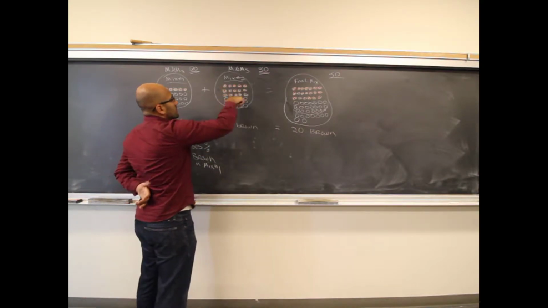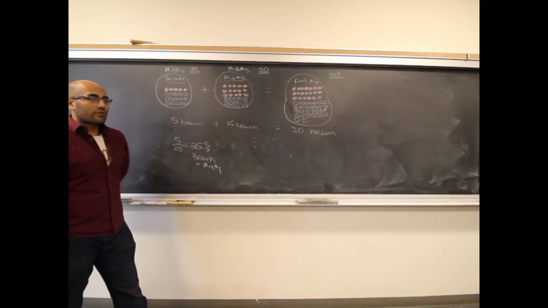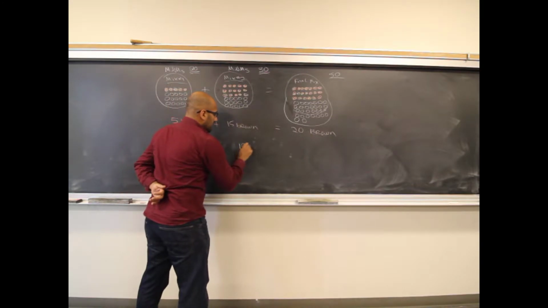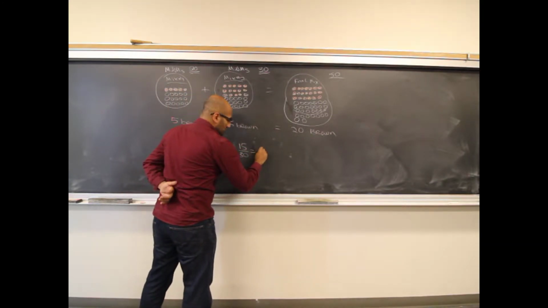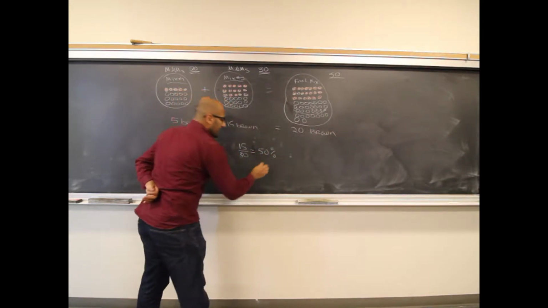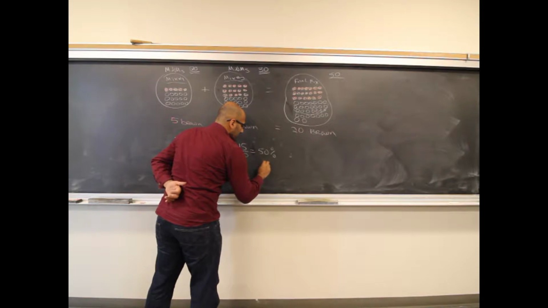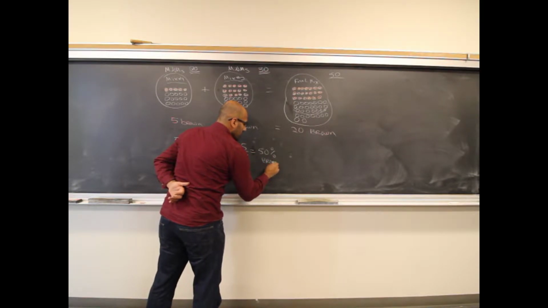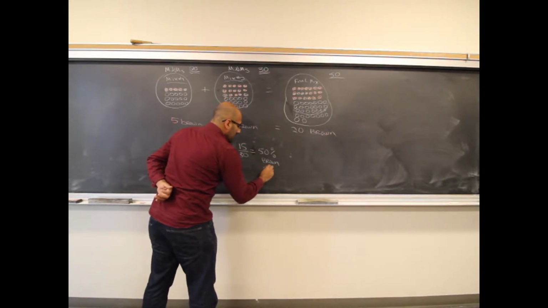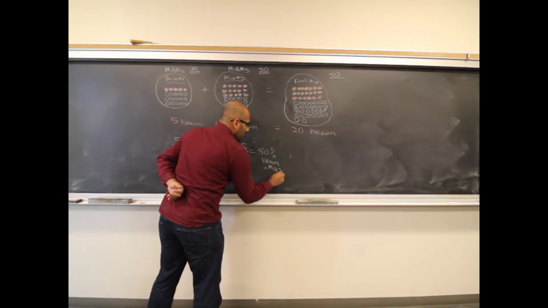What about mix number 2? There were a total of 15 out of 30 brown. 15 out of 30, which is equal to 1 out of 2, which is equal to 50% brown. 50% brown in mix number 2.